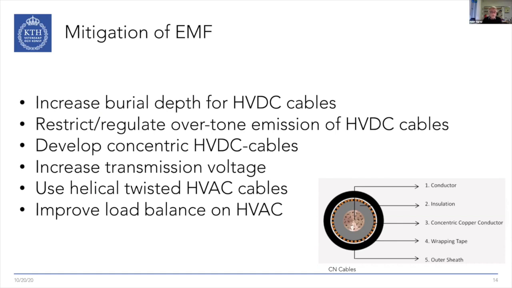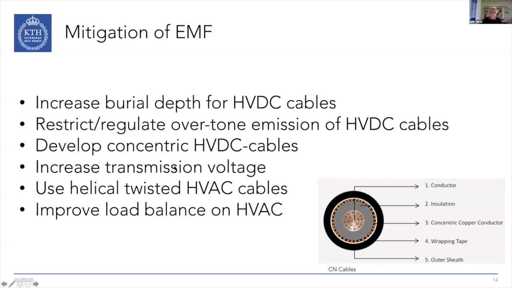You can restrict and regulate overtone emission of the HVDC cable to bring down these impurities that somehow should not be there really. You can develop concentric HVDC cables, and I looked quickly on Google, and there is a company today stating, I haven't checked it really, but they state they have a concentric cable. I'll show it here in the lower right part. And concentric means that the centers of the two conductors are in the same point. These have total cancellation, and there should be very little fields leaking out from this.